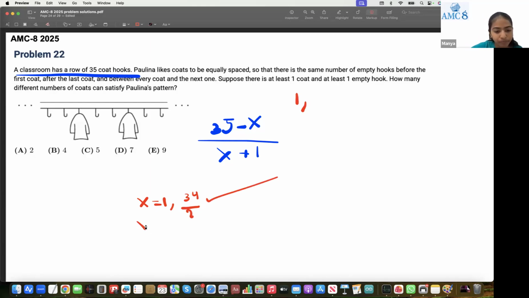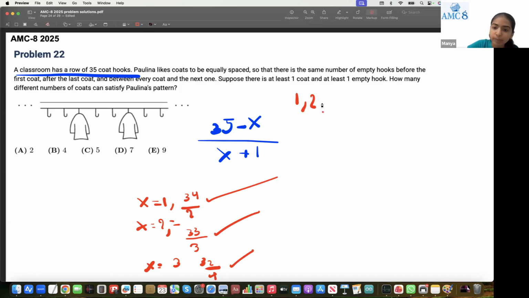How about x equals 2? We're going to be getting 33 over 3, which can also work. That is also an integer. How about we try x equals 3? If x equals 3, then we will be getting 32 by 4, which can also work since that is also an integer.